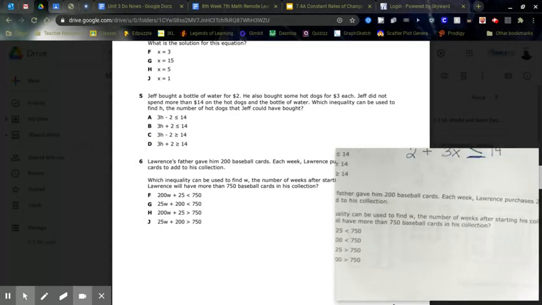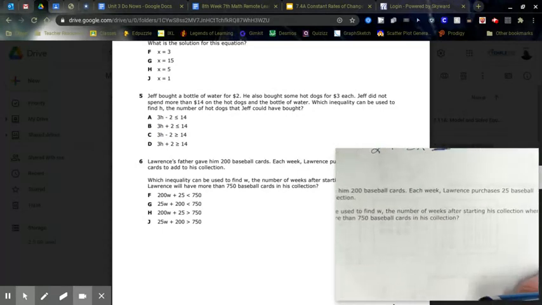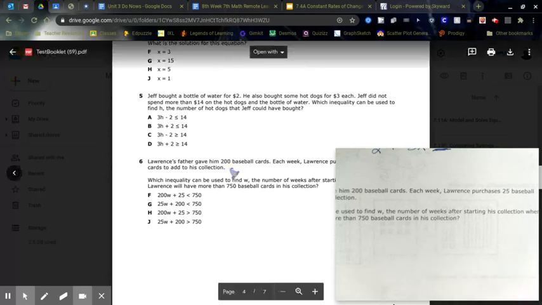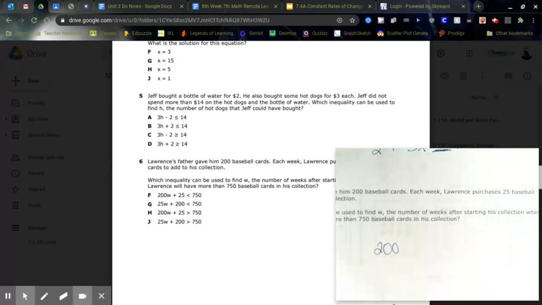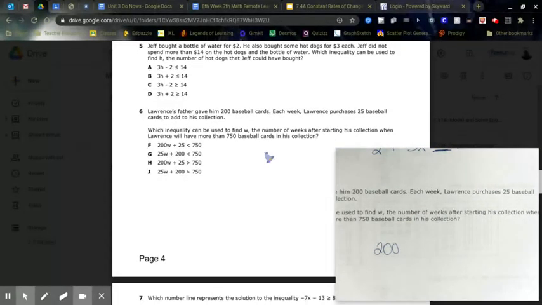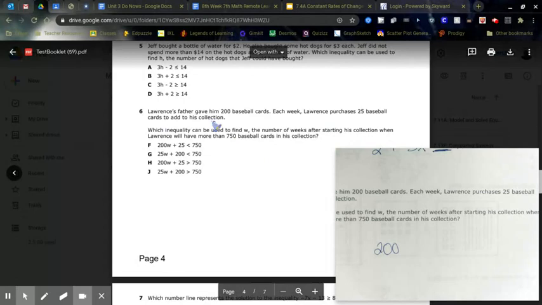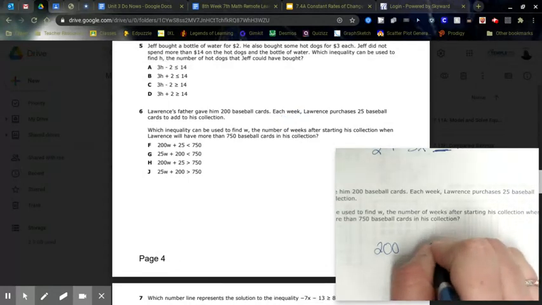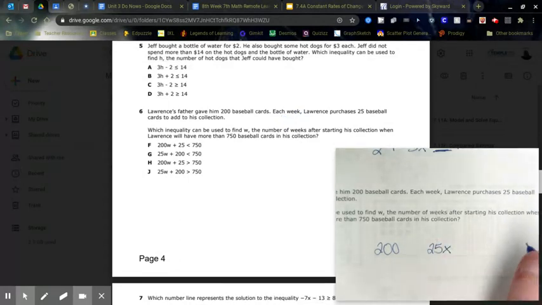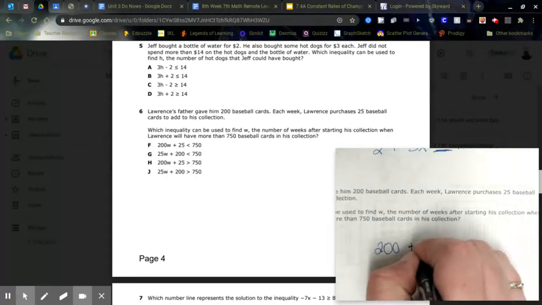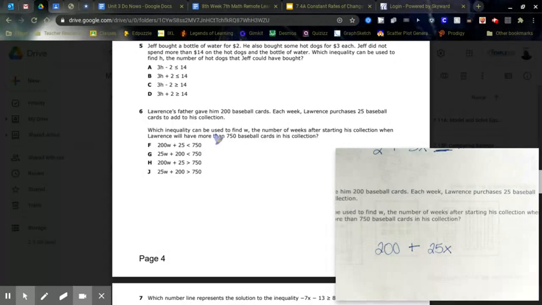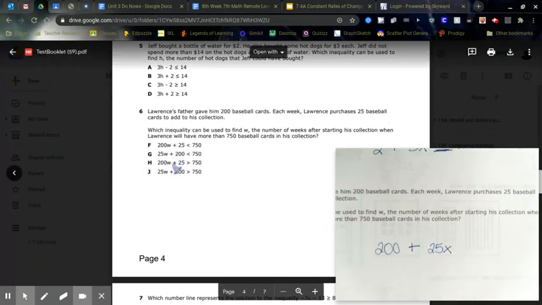Our next one. Lawrence's father gave him 200 baseball cards. So 200 baseball cards. So we have 200. He got 200 baseball cards. Each week, Lawrence purchases 25 baseball cards to add to his collection. So each week he gets 25. So that each goes with the 25. That means the x goes with that one. Okay. So he's adding to his collection. So we want to add. Okay. So if we look, it's 200W plus 25, 200W plus 25.